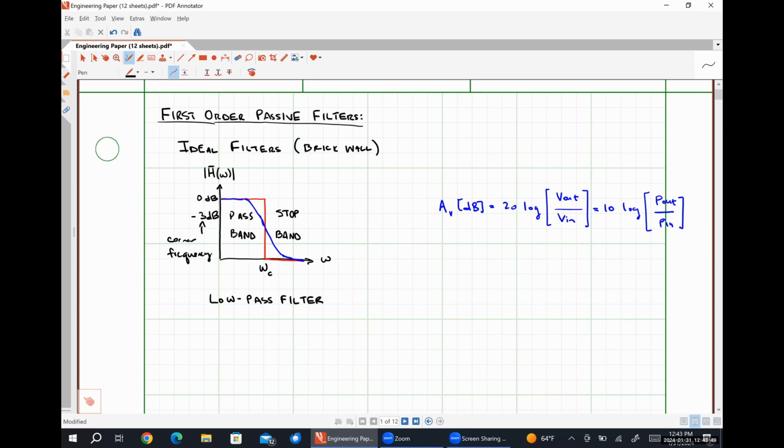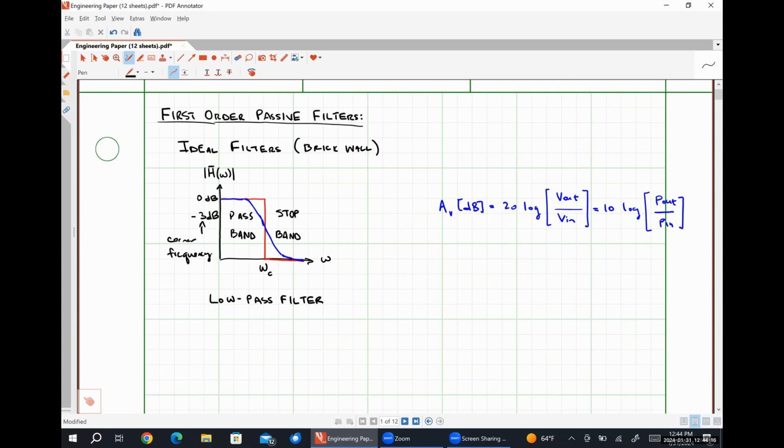Now, chances are literally none of you know this yet, but I'm just going to go ahead and ask it. Does anybody know why negative 3 decibels is used as the corner frequency? What's special about that particular thing? Exactly right. That is the frequency at which half of the power is passed.